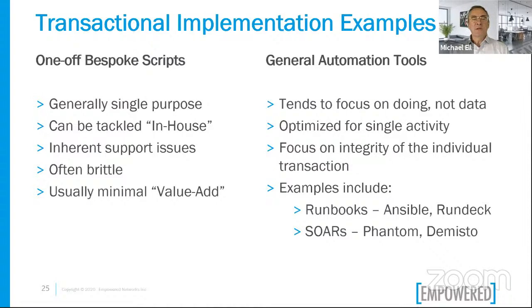General automation tools like runbooks or SOARs make up the other major approach to implementation of the transactional integrations. They're well suited to these largely event-driven use cases as they are doing focused and targeted integrity and validation checks on the individual transactions. But this transactional scope is also what makes it difficult to apply them to bigger picture contextual integration requirements.